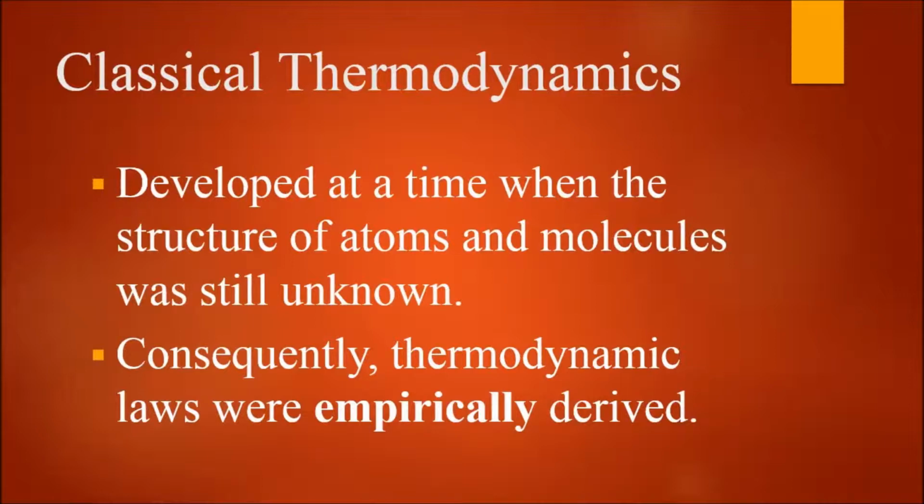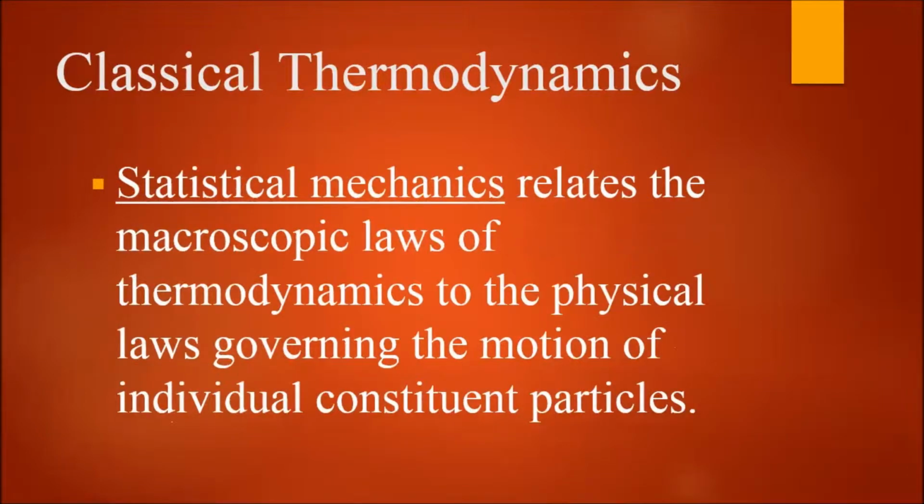Classical thermodynamics developed at a time when the structure of atoms and molecules was still unknown, and consequently, thermodynamic laws were empirically derived, that is, derived from direct experimentation. Of course, today we have a very good understanding of the structure of atoms and molecules, and so the laws of thermodynamics are explained by statistical mechanics, which relates the macroscopic laws of thermodynamics to the physical laws governing the motion of individual constituent particles.